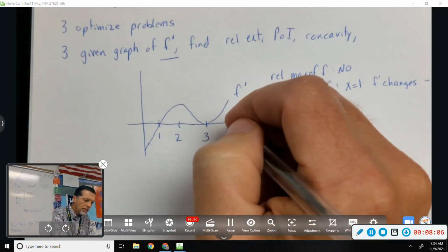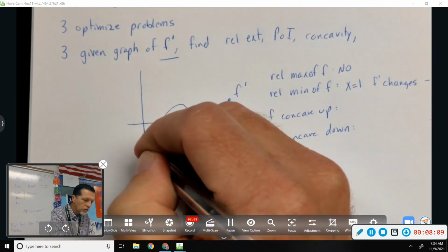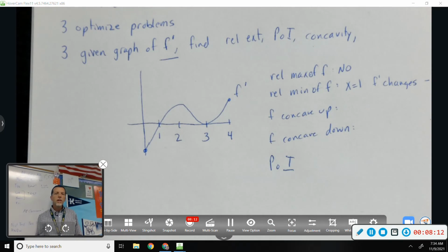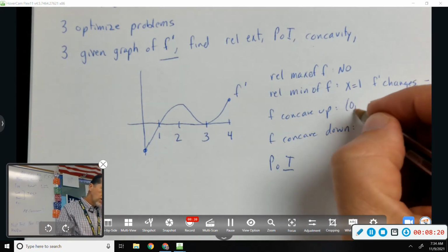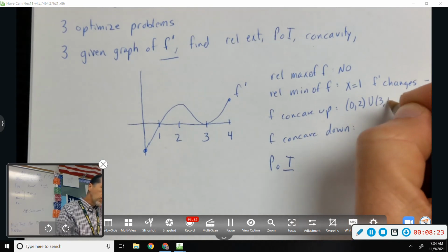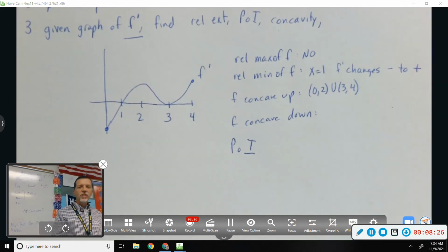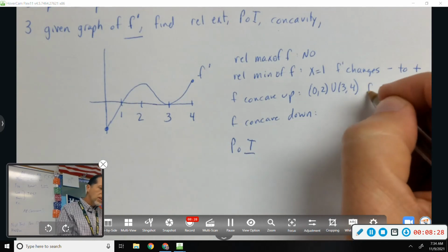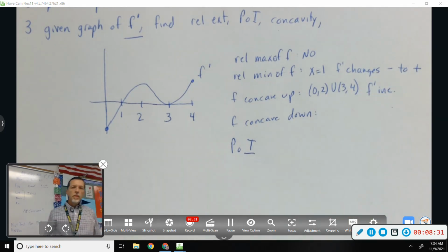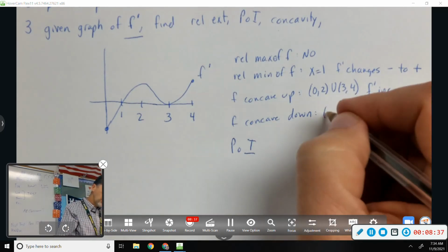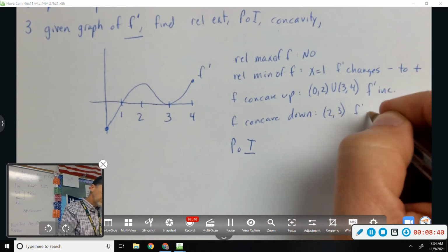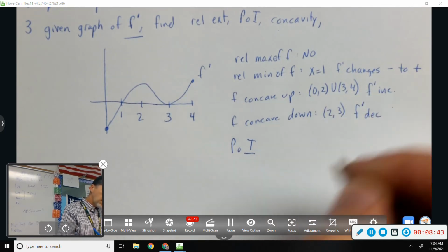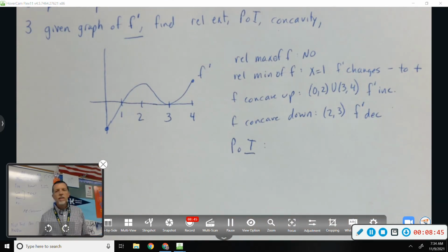Where is f concave up? We'll say this function is only defined between 0 and 4. That way we don't have to worry about infinities. Well, it's not an x equals. It's an interval. 0 to 2. Good. 0 to 2. And 3 to 4. What would be your justification for that? F prime is increasing. And then f is concave down 2 to 3, because f prime is decreasing. And then those sort of go together.